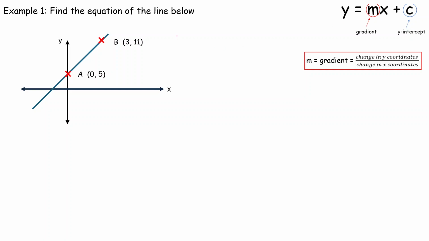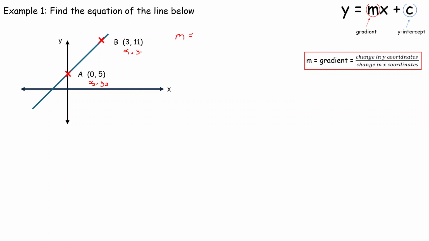So the gradient, which we're going to call m, is equal to the change in the y-coordinates, or the rise, over the change in the x-coordinates. In this context, if you're given coordinates, it's better to think about it as the change in the y-coordinates. First of all, which ones here are the x and the y coordinates? The 3 is an x coordinate, so let's call it the first x coordinate, x1, because we're given another coordinate down here. This 0 is also an x coordinate, so let's call it x2, the second x coordinate. This 11 is a y coordinate, so let's call it the first y coordinate, y1. This 5 is also a y coordinate, so let's call it the second y coordinate, y2.